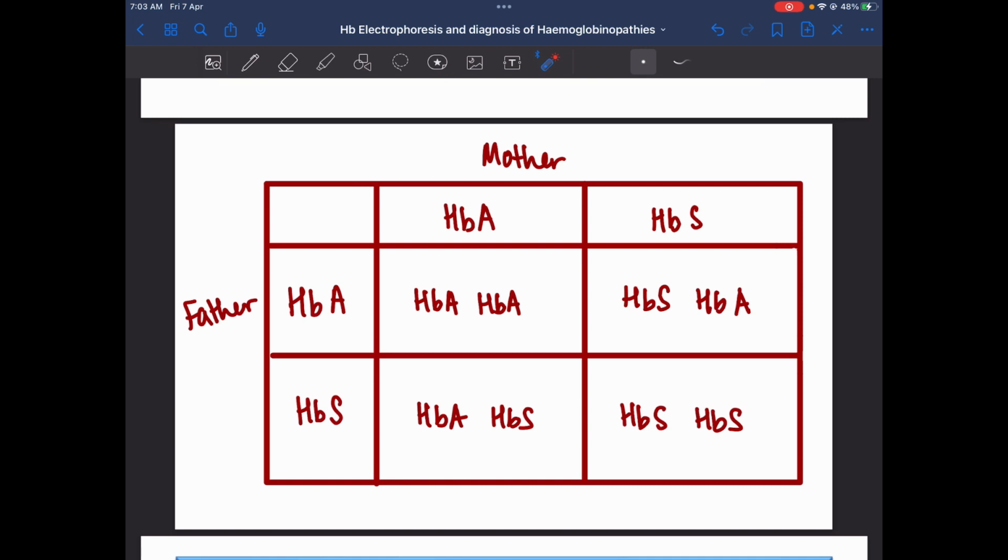And again, I don't need to explain this to you guys, I'm sure you're smart and you know. But since there are 4 boxes in total, each of these boxes is 25% probability. And so the probability of this couple having a completely normal child is 25%. The probability of them having a child with sickle cell trait, because it's 2 boxes, both of these boxes right here, is 50%. And the probability of them having a child with the disease is another 25%.